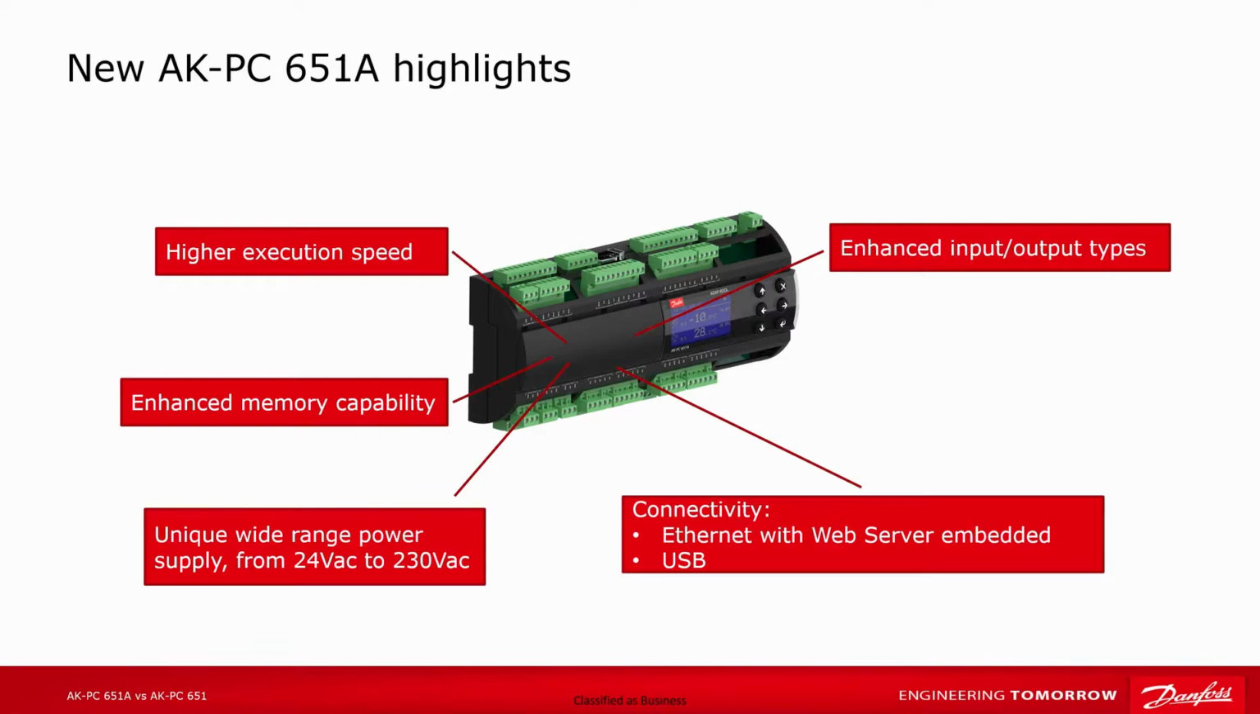We have also enhanced the input-output types. So all the analog inputs now have noise filtering. And all of them accept the PT1000 sensor, which makes it much more flexible in your installation. And also, we have added some connectivity items. For example, now our controller has Ethernet with web server embedded, where you can see everything that is going on in your controller. You can see the images, you can see the pressures, you can see the temperatures, via web server. And one of the biggest differences as well is that now we have the USB connector. Via USB connector you can load files in your controller and you can also update it using the USB.